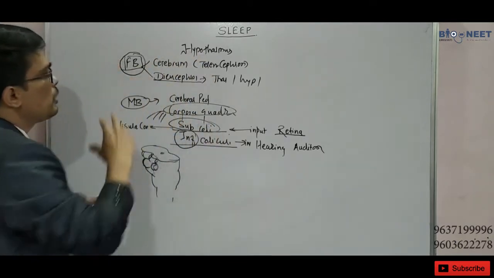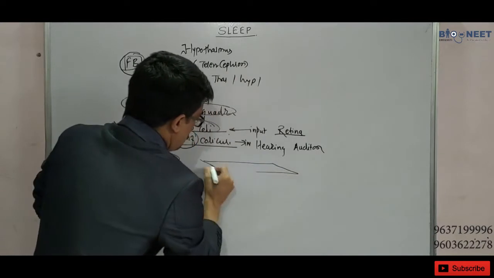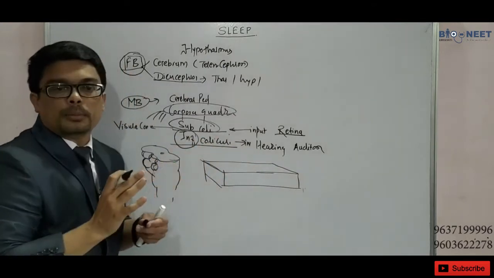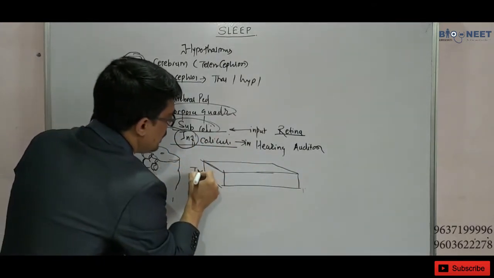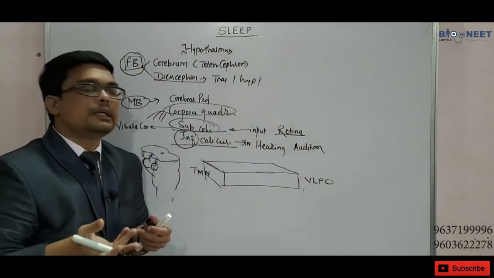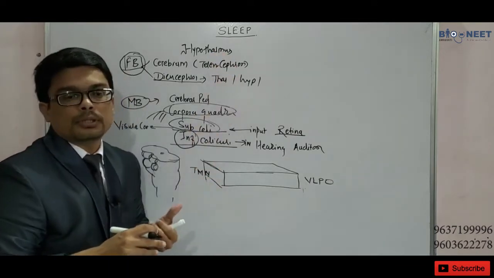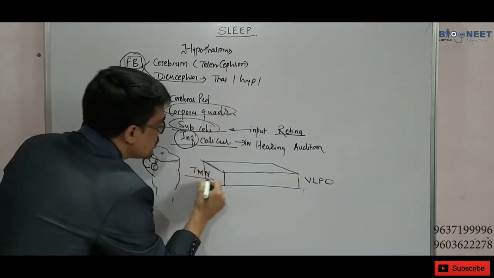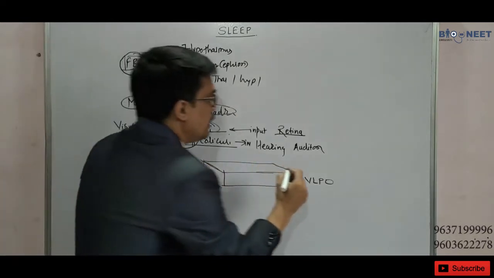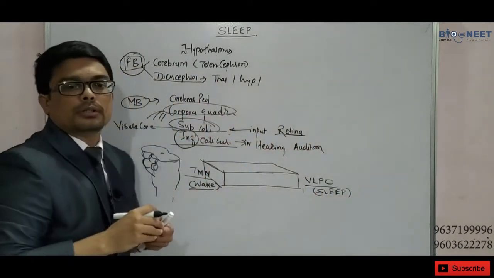So in short, whenever we are talking about the hypothalamus, I will draw it so you can remember. This is a part of the brain, and there are two centers. One is called the TMN center and another is called the VLPO center. What is meant by the TMN center? We are talking about the hypothalamus. The TMN center is the wake center, and VLPO is the sleep center.